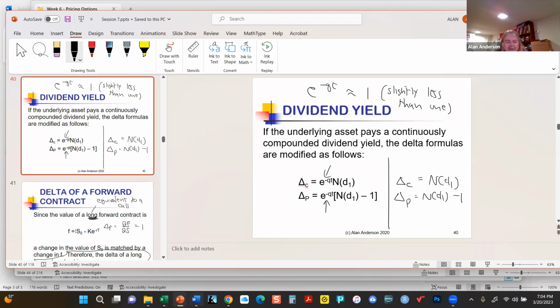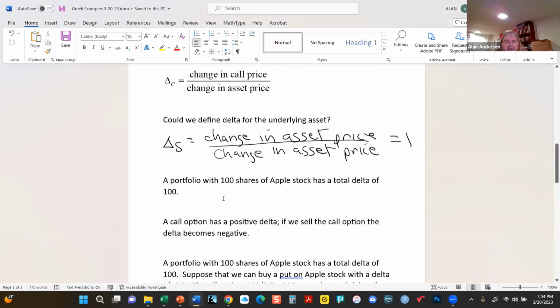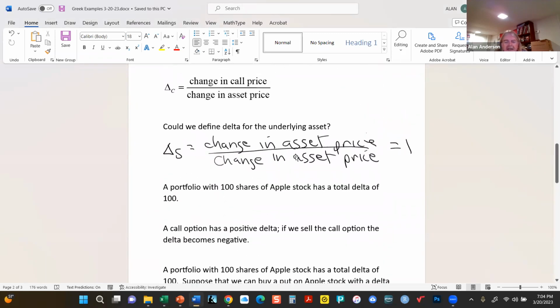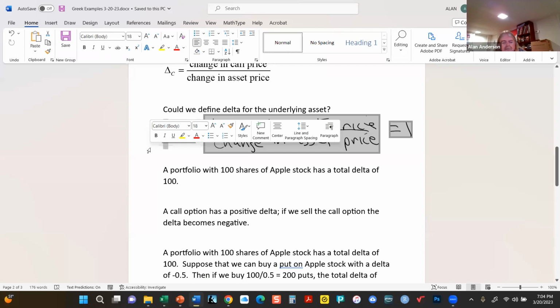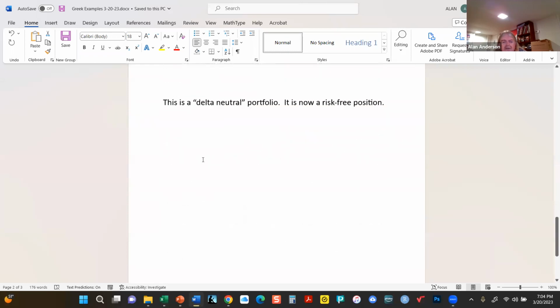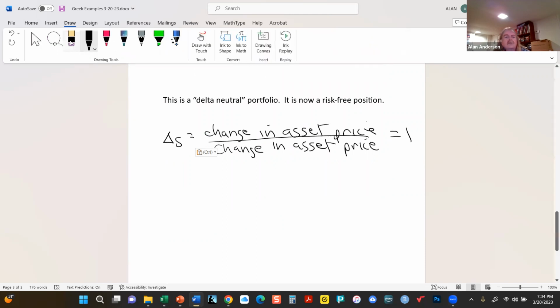Oh, by the way, I forgot to mention, we did say before that the asset has a delta of 1. It turns out that that's also true of a forward contract. So in other words, if you're hedging with a forward contract, hedging is very easy.